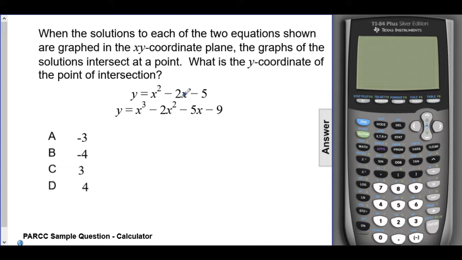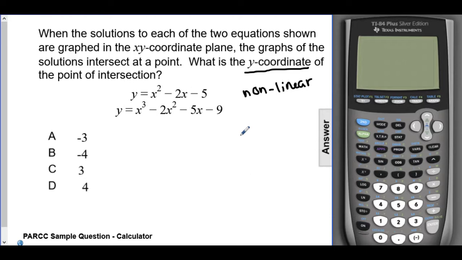So here, these two equations are non-linear. They have exponents greater than 1. So in order to find the solution, we have to use a graphing tool to find the point of intersection, because we don't know how to graph these by hand. So we have to find that point of intersection because then we need the y coordinate of the point of intersection.